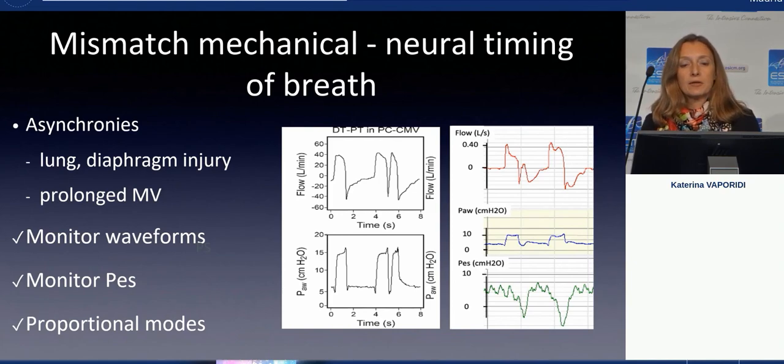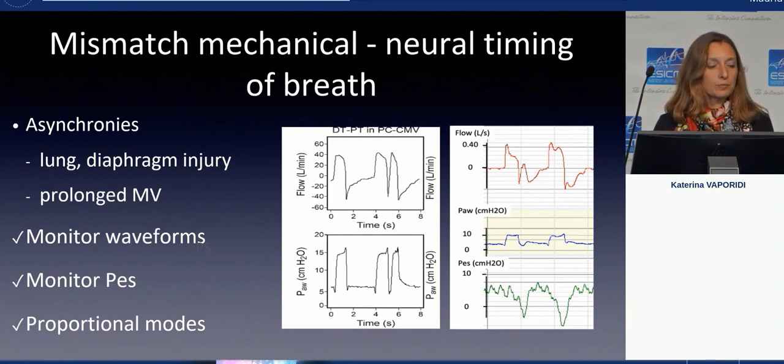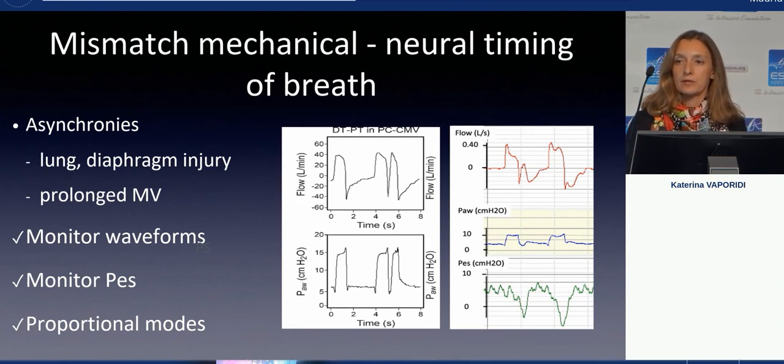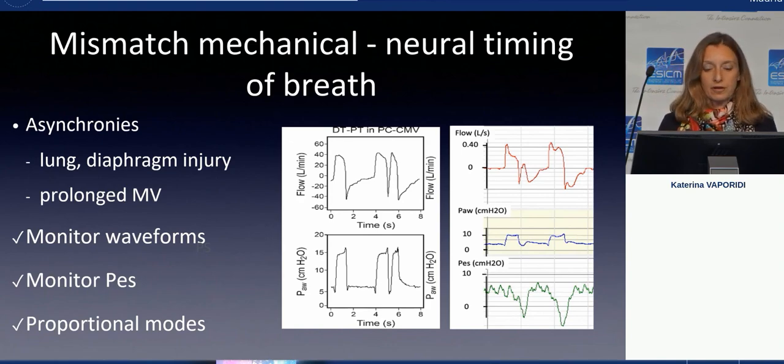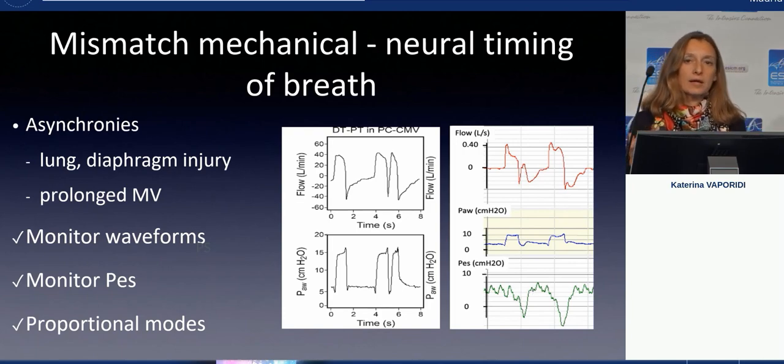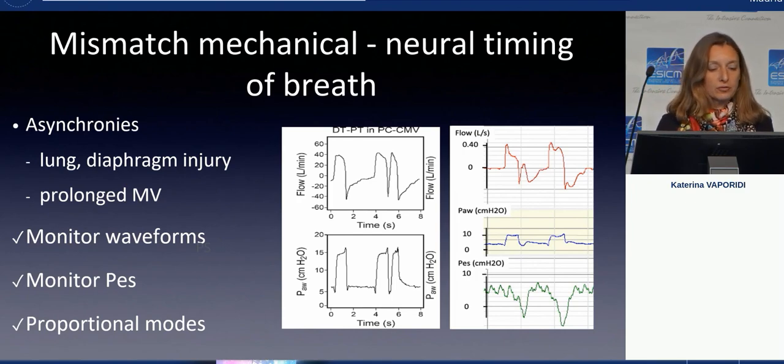Mismatch of the mechanical and neural timing of the breath is another way we can harm the patient with the ventilator. Asynchrony can affect both the lung and the diaphragm. As shown here, this is a double triggering, so the patient triggers the ventilator twice with one effort, and receives double the volume we were intending to give, so it's a risk of hyperinflation injury. In this case here, this is a premature cycling, so the patient effort extends into the mechanical expiration, so in this case, the diaphragm contracts while lengthening, and this is known to be an injurious pattern for the muscle.